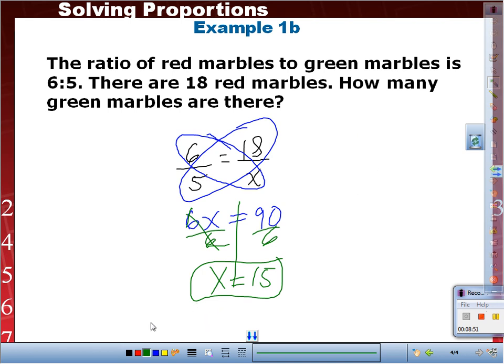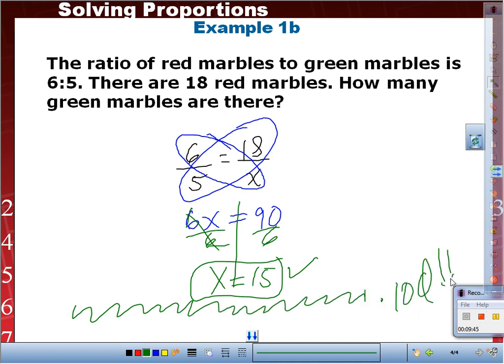All right. However, did we write our sentence? No. Very good. Yes. How many green marbles are there? There are 15 green. Get it? That's why I did it in green. Let's go. So you wrote your sentence. There are 15 green marbles. Thank you. All right. Copy this next one.